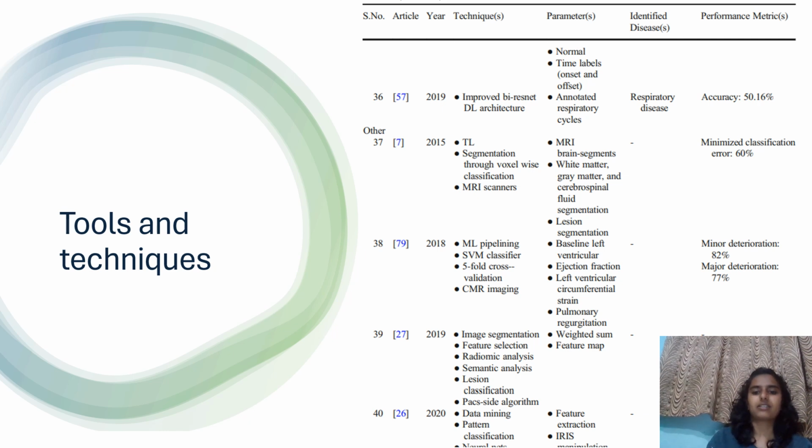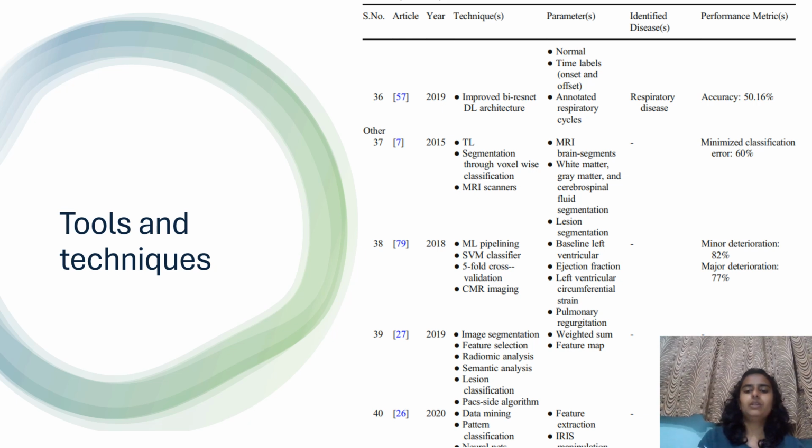maybe MRI scans. Next is ML piping, meaning it will be a left ventricular one, and their accuracy or performance will be like 82%. Next is CMR imaging. CMR imaging will be like a major one, and 77% performance will be there in that. Next is image segmentation or feature selections, or like big data mining. Data mining means we can extract that for feature extractions.